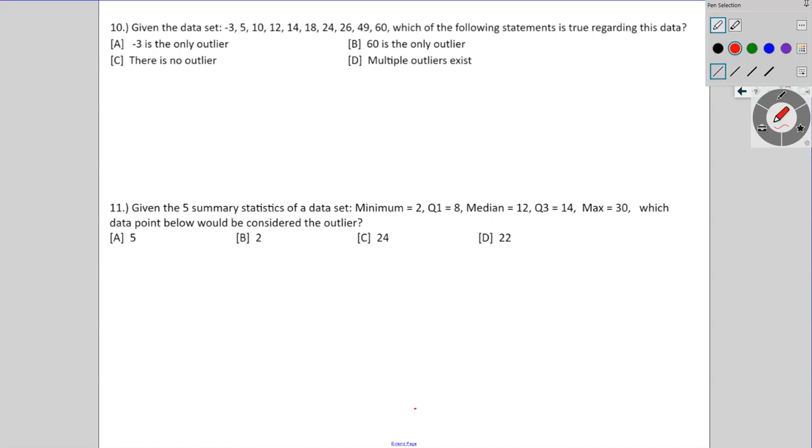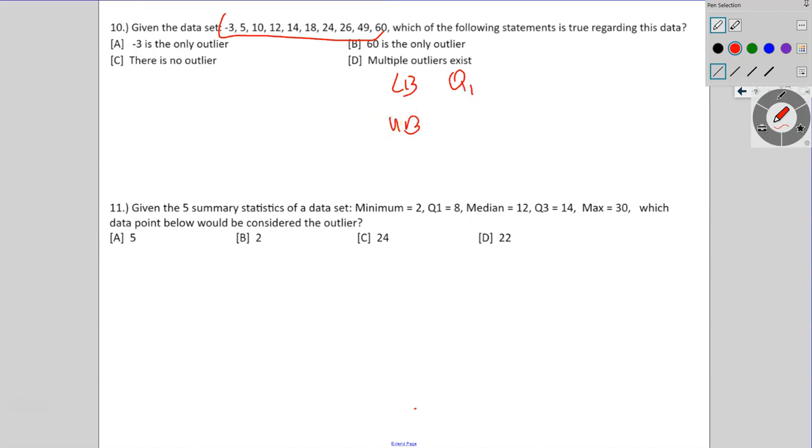All right, guys. Question 10, I am given the data, -3 all the way to 60. To find an outlier, I'm going to plug in the data in the calculator. To find the outlier, remember that we need a formula for a lower bound and an upper bound.